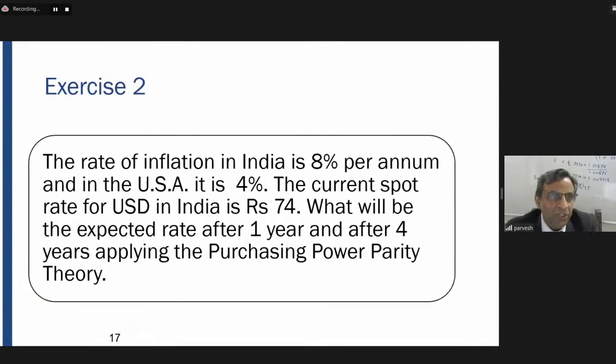The rate of inflation in India is 8% per annum, and in the US it is 4%. The current spot rate for USD in India is 74. What will be the expected rate after 1 year and after 4 years, applying the purchasing power parity theory?